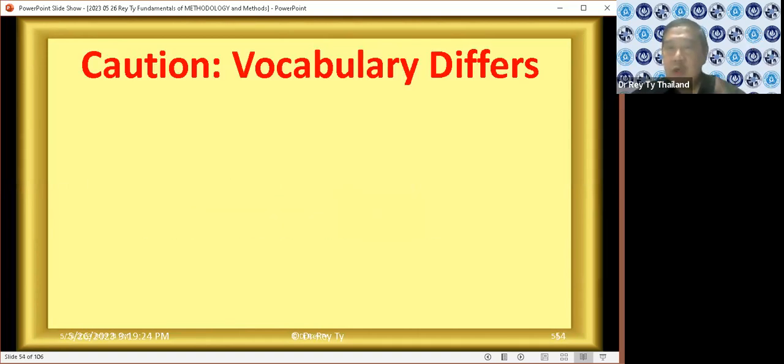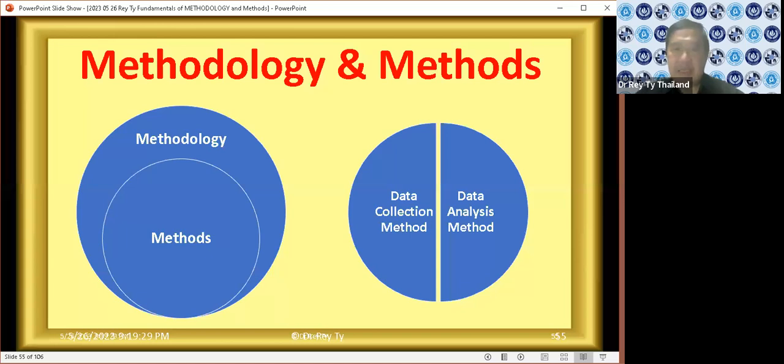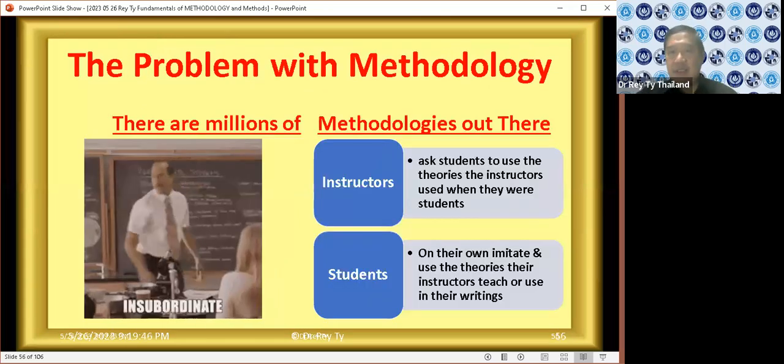Each author uses different vocabulary to mean the same thing. My advice to our PhD students, quote the author every time you use, because there will be someone else saying you're using the wrong vocabulary. And quote the author you're using, because each author has a different way of describing things. Methodology is the big picture of everything, the whole process. Methods are very specific, like data collection method, data analysis method. Methodology is everything under the sun.